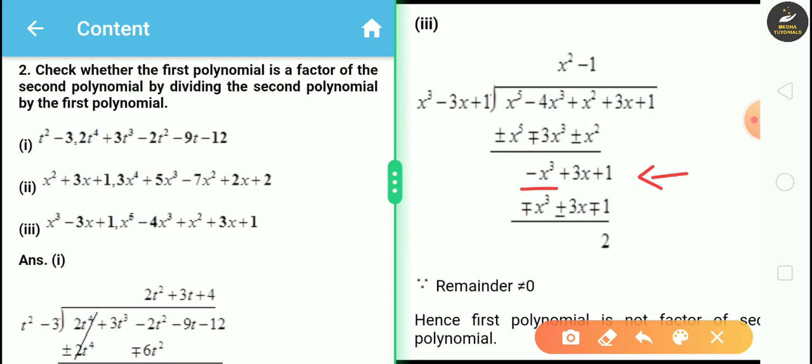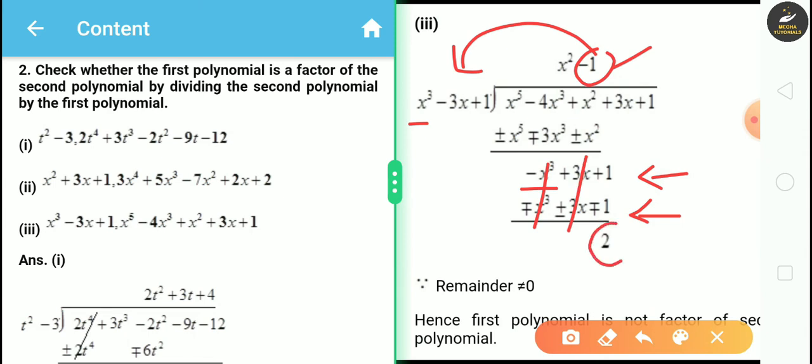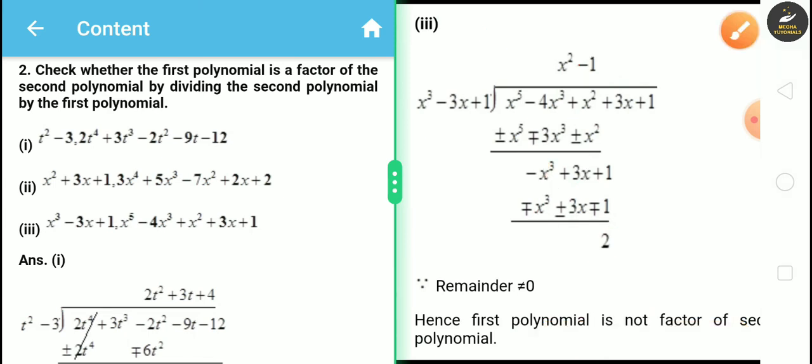So first term upon first term, that is minus x cube upon x cube, we will get minus 1, multiply minus 1 with the whole divisor, so we will get minus x cube plus 3x minus 1. Then we will change the sign, minus to plus to minus, and minus to plus. Minus x cube plus x cube will be cut, plus 3x minus 3x will be cut, and plus 1 we will get 2. Now in this case we are getting remainder 2, which is not equal to 0. Therefore first polynomial is not a factor of the second polynomial. It means given divisor is not a factor of the dividend.